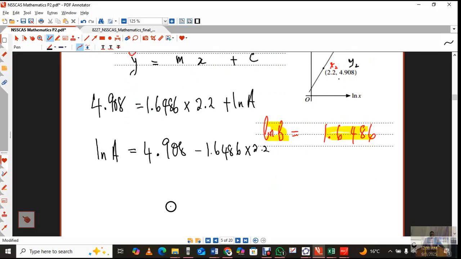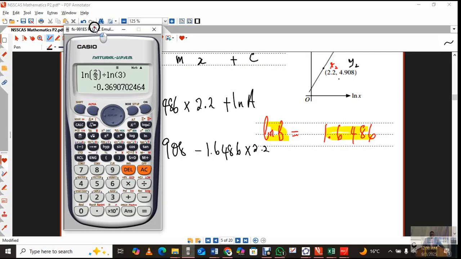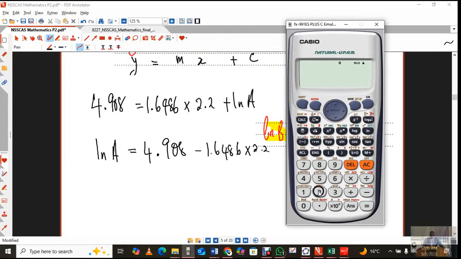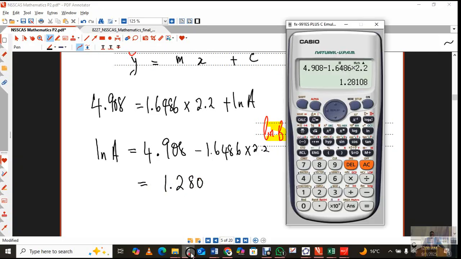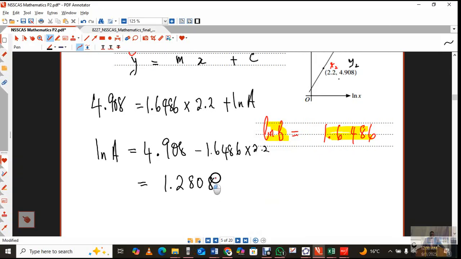Now what do we get? Let's just grab our calculator to make sure what our answer is. So 4.908 minus 1.6486 times 2.2 gives 1.2808. Okay, so I'm just going to write that down, 1.2808, and that is the natural log of a. Now remember, natural log of a is the same as log base e of a.